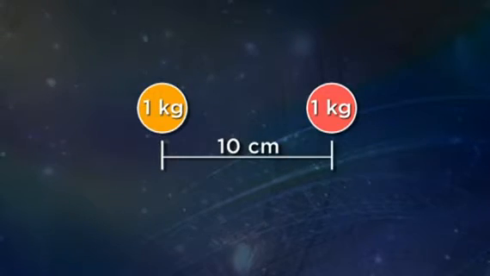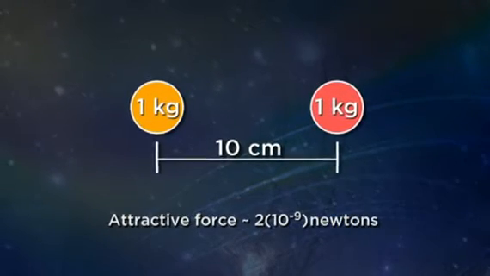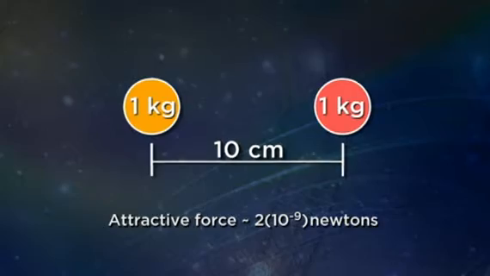Well, we'd have to take a pair of masses in our laboratory, known masses, so many kilograms, and put them a known distance apart. And then we'd have to measure the extraordinarily tiny gravitational force between them. How small a force is it? If we have two 1 kilogram masses 10 centimeters apart, the attractive force between them is only a few billionths of a Newton.